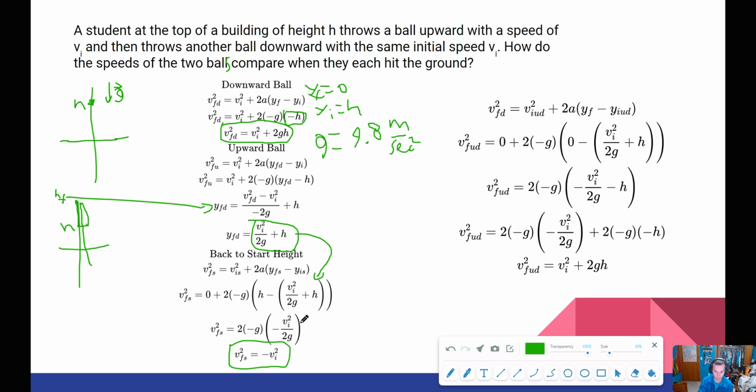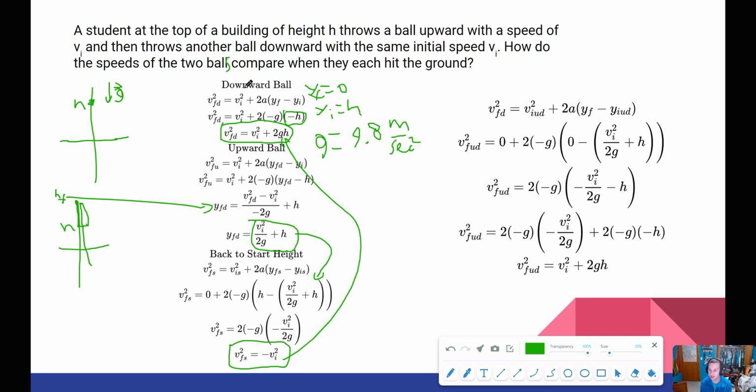So what does that mean? Well, it means that we can just go back to the downward ball problem. We're just solving the same downward ball problem again now, because the velocity that we threw it down with for the downward ball is now the same velocity that we have for our upward ball after it came back down. So as it's coming down, it's behaving the exact same as the downward ball.